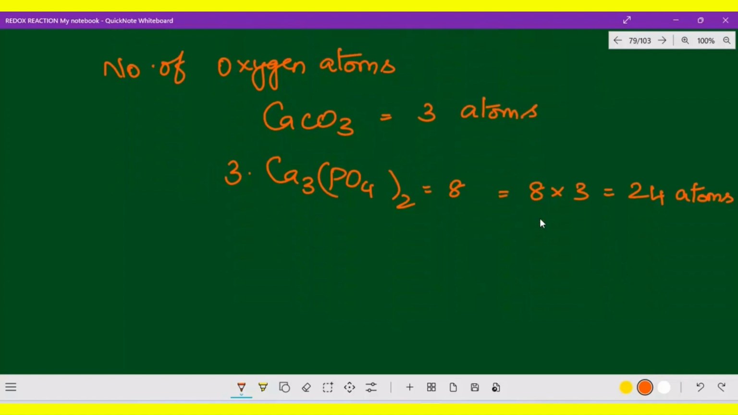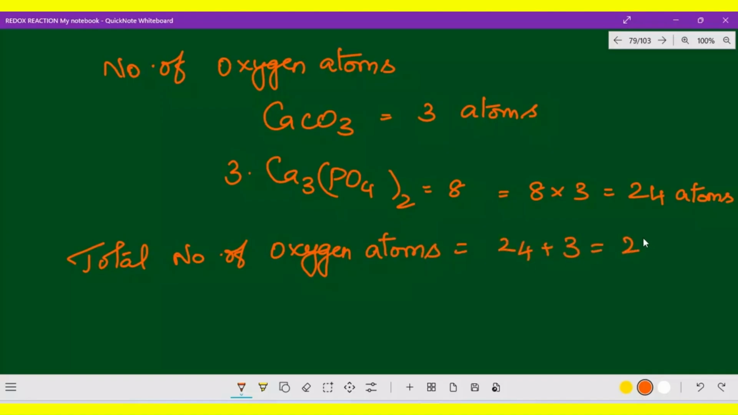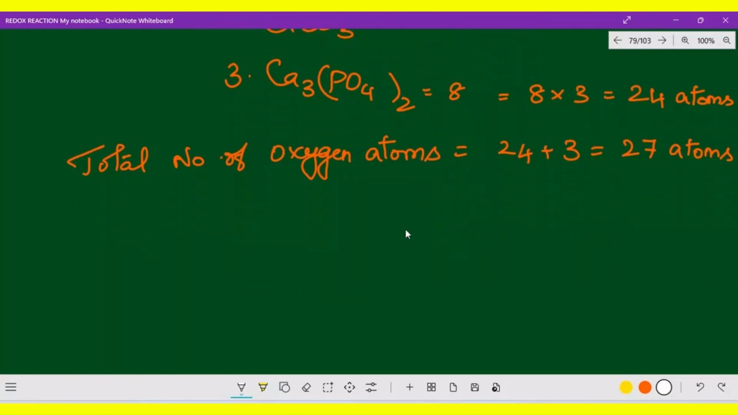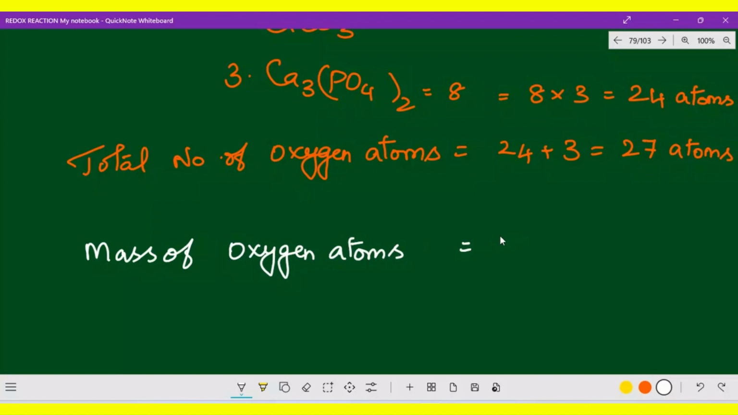Now the total number of oxygen atoms, how much is it? 24 plus 3, altogether 27 atoms. Got it? So the total number of oxygen atoms present in these two compounds is 27 atoms. Now we have to find the mass of this oxygen. The mass of oxygen is 16 gram per mole, so 16 into 27 atoms. The mass of the oxygen atoms is 27 into 16 gram per mole. Here you will get 432 gram per mole.